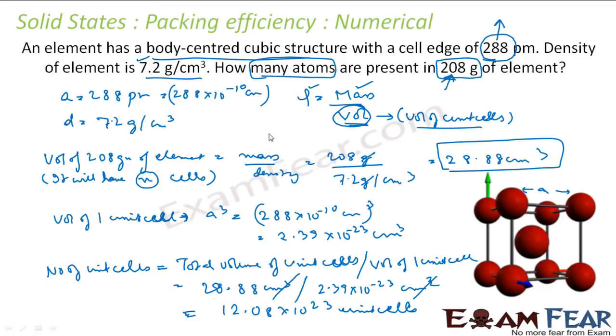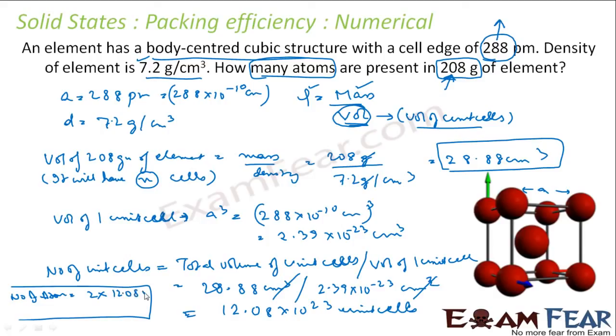So let me write it here. Number of atoms will be what? 2 into this number, 12.08 into 10 to the power 23. You solve this, you get 24.16 into 10 to the power 23 atoms. And that is my answer.